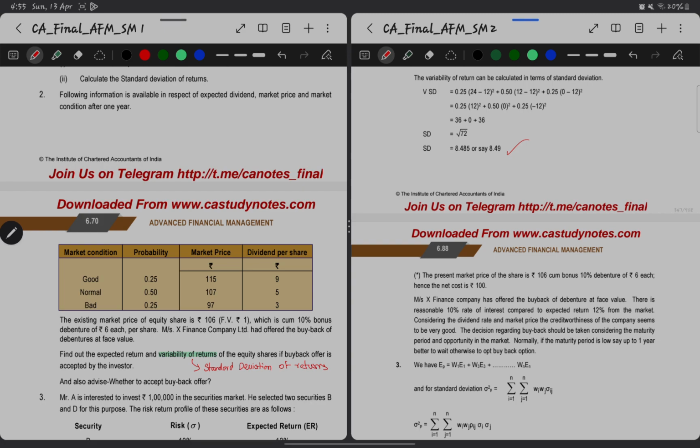The decision regarding buyback should be taken considering the maturity period and opportunity in the market. Normally, if the period is low, say up to 1 year, it is better to wait, otherwise to opt for the buyback. So that is the same as what we have discussed.